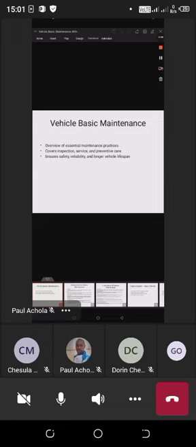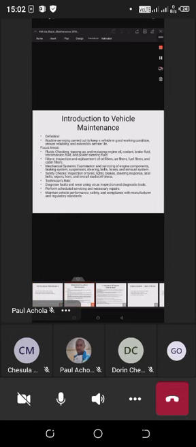Under vehicle basic maintenance, you should know we have the overview of essential maintenance practices. We are going to cover inspections, services, and preventive care. We are also going to ensure there's safety, and also the long lifespan of every vehicle that you are working on. As a driver or as a mechanic, you must ensure that there is maintenance of your vehicle. So let's go to the second slide of the introduction part.